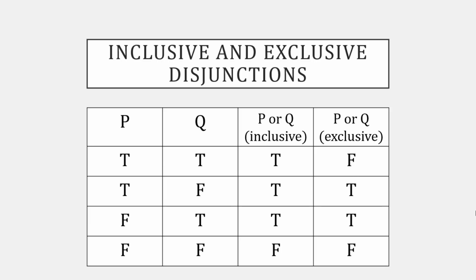So in English, once again, or could mean either of these things. You're not wrong to think that sometimes or has this exclusive quality. You're saying, well, it's not both of these things. But in our system, or is always going to mean inclusive or.